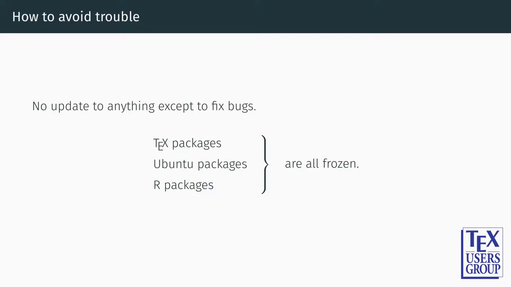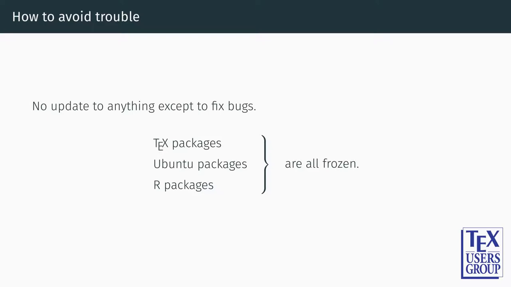This all means that the TeXLive 2019 environment in Overleaf today is a snapshot of the Ubuntu packages, CTAN packages, and R packages that were available at the time the 2019 image was built. You won't get new features with this image, but you can rely on its stability. It will always compile your project the same way.